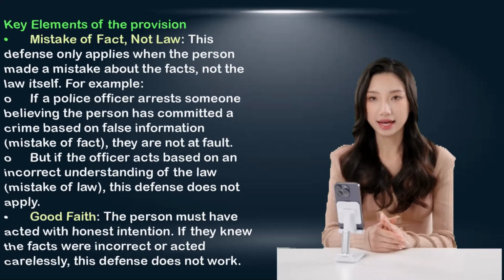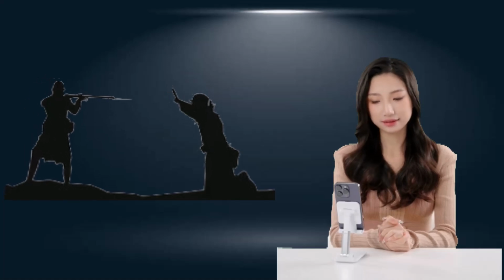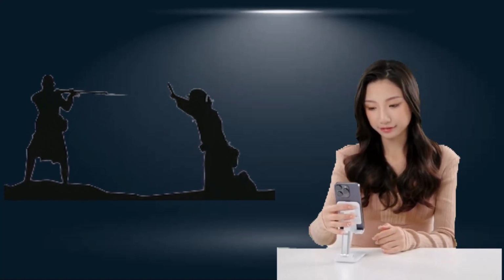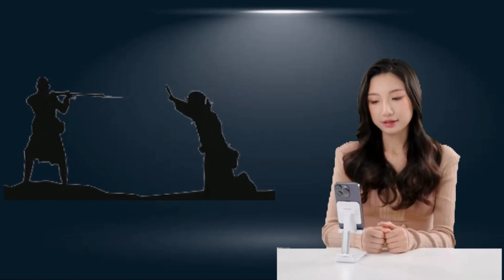Now, let's have some real-life examples. Example 1: Imagine a soldier is ordered to shoot at an approaching figure during a combat situation. The soldier believes the person is an enemy based on their uniform, a mistake of fact. However, it turns out the person was a civilian wearing similar clothing. Since the soldier believed in good faith that they were bound by law to follow orders, they may not be held liable under these sections.